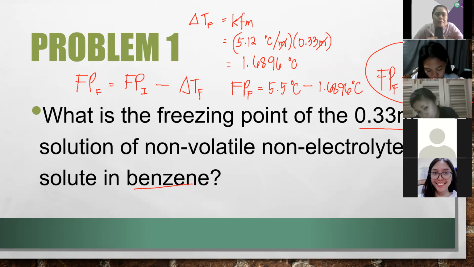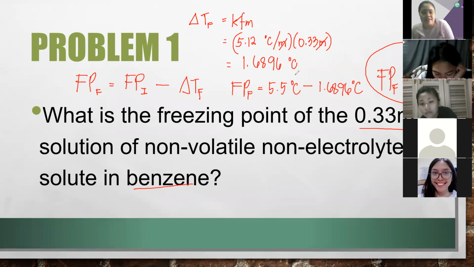If it is pure benzene at 5.5 degrees Celsius, the benzene will already freeze. But if we add solute and the concentration of the solution is 0.33 molal, as you can see, there will be lowering of the freezing point. That is 3.8104 degrees Celsius. So it will take a lower temperature before the solution freezes.